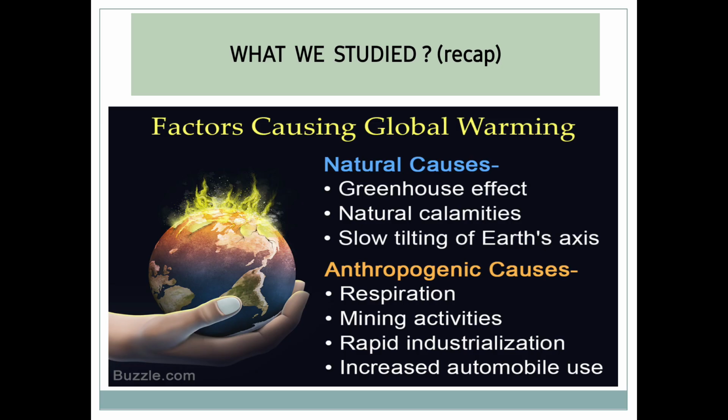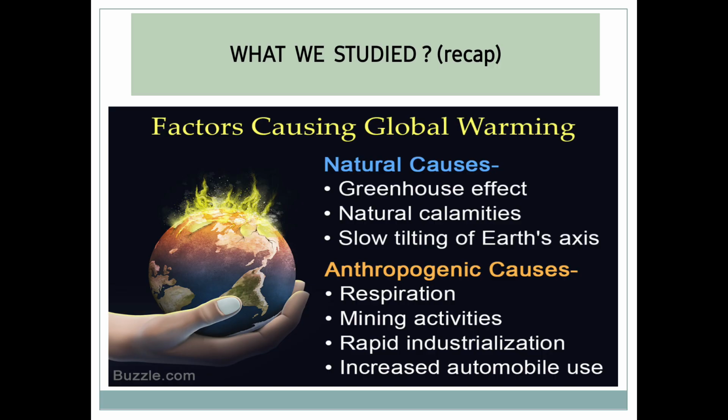So let's just have a quick recap about what we studied today. The factors causing global warming. What are the factors? Natural causes, greenhouse effect, natural calamities, slow tilting of the earth's axis. What is the meaning of the word slow tilting of the earth's axis? So nowadays scientists have gradually understood that the earth is slightly tilted with the axis. Everyone knows that, but now the tilting effect is slowed down, because of which again the temperatures will be affected.